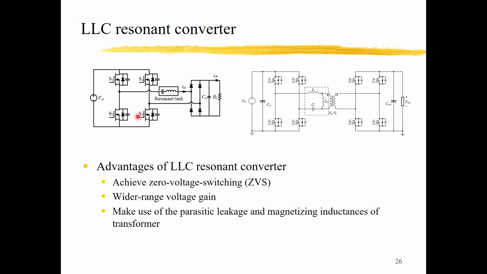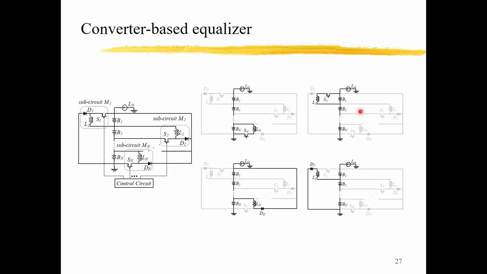The advantages of the LLC resonant converter are: first, it can achieve zero voltage switching to reduce the switching loss; second, it has a wider range of voltage gain; and third, it makes use of the leakage and magnetizing inductance of the transformer. If there is a transformer here, the leakage inductance and the magnetizing inductance can be used for the two inductors in this converter.